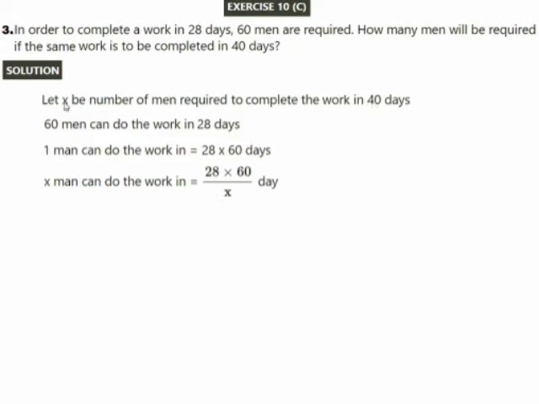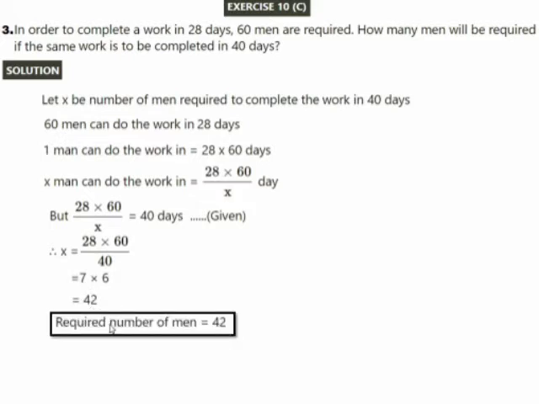x people can finish in 40 days, and x people can finish in these many days, so both have to be equal to each other, right? That's why this is equal to 40. So solve it and get the value of x. It turns out to be 42. So the required number of men is 42 in this case. Pause the video and note down your solution.